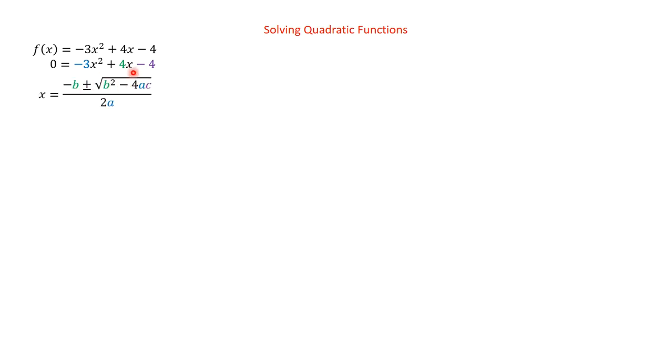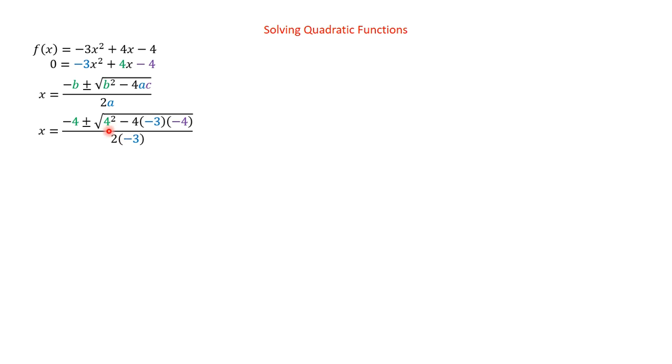It's negative b, so that's going to be a 4. B is a 4. A is a negative 3. C is a negative 4. And A is negative 3. So we just need to plug those numbers in and then crunch the numbers.